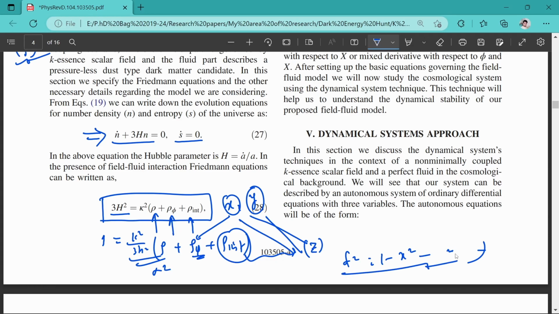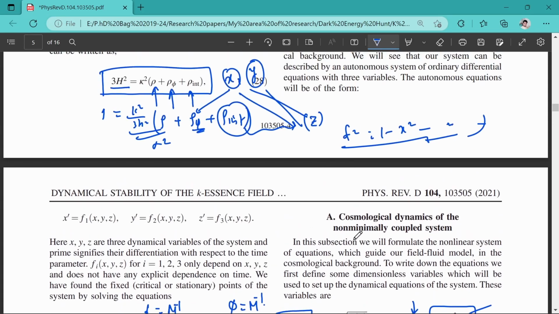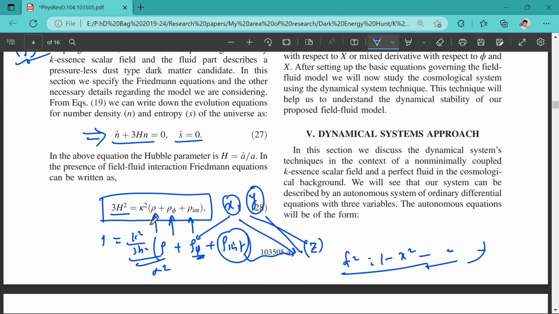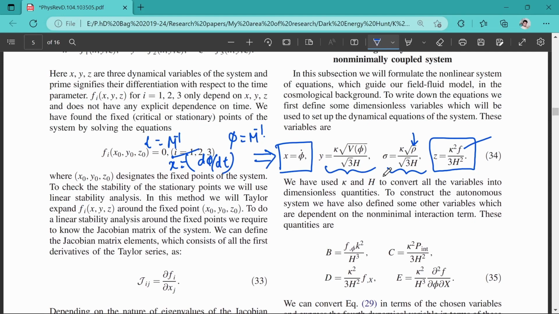Okay, so this is the idea, and basically you define everything corresponding to the field, and then you can easily find out, without doing anything else, the dynamics of the fluid. Now along with this, when you take the derivative, you have to find the autonomous equations x dot, y dot and z dot.